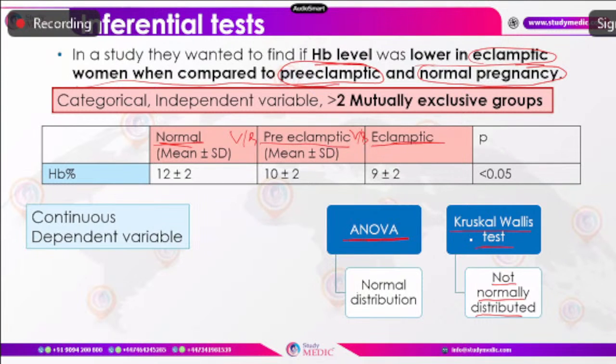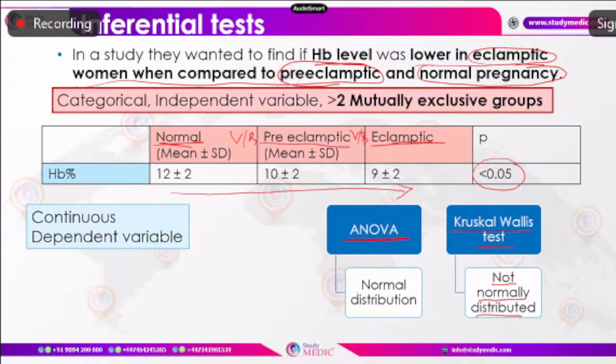Kruskal-Wallis test. Okay. Now you can see the p-value here is significant, less than 0.05. We consider it a significant finding. And you can see the hemoglobin level is significantly reduced in eclamptic women compared to the others.